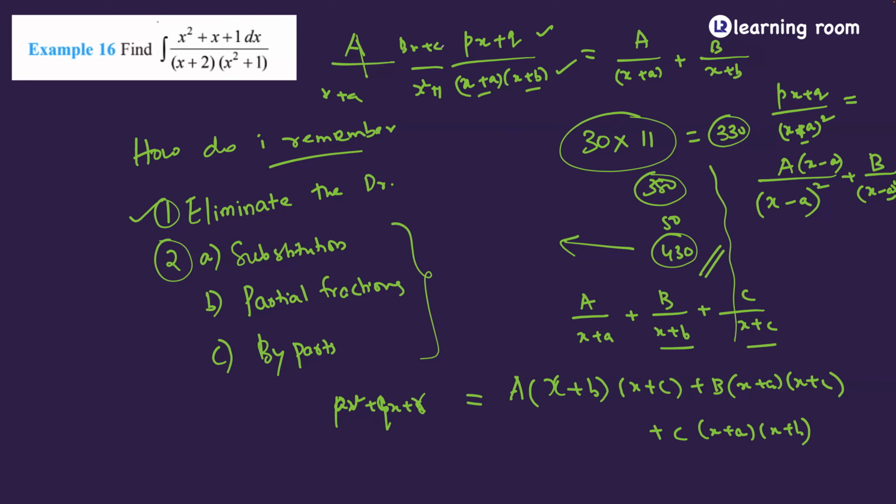Multiply x plus c with a bracket for bx plus c into x plus 1. So quadratic into linear into linear should give you quadratic. So collect all x terms and constant.